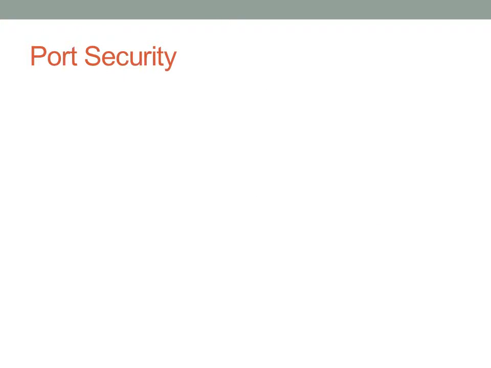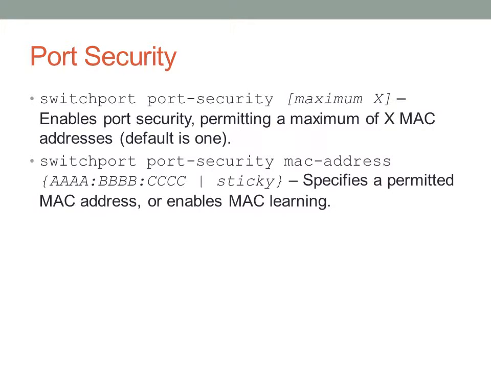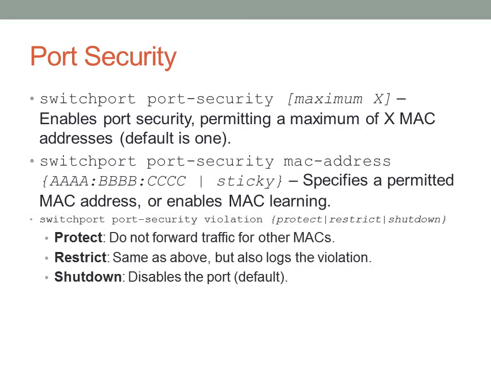Port security, this is one of those interesting things where we're talking about remembering individual MAC addresses on interfaces. So the switchport port-security command without any sort of optional parameters will basically say that we want to permit a single MAC address on a port. You can optionally specify a maximum of X MAC addresses in this example. We can also specify what particular MAC address we want, or we can use the sticky option to have it learn the MAC address. Basically, it'll look at the first frame that it receives. The source MAC address will be the MAC address it learns.